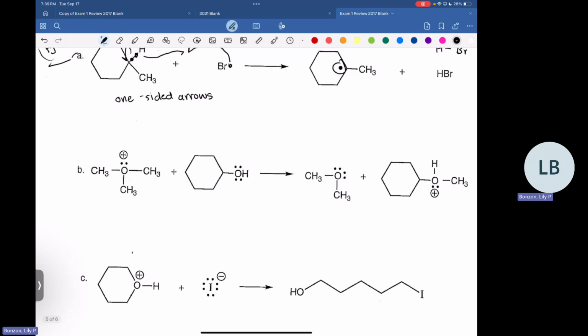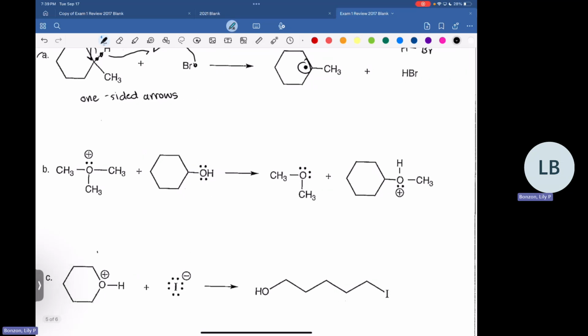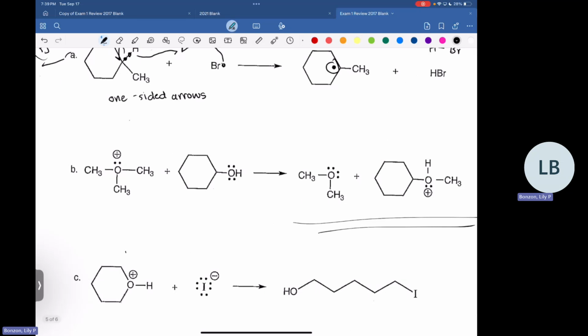Moving on to B, always make sure you're checking the products, because that can give you a hint if you're stuck on what to do. But try not to be too overwhelmed. Remember, always try to identify your nucleophiles. So in this one, we actually have 3 potential nucleophiles. They're all lone pairs on oxygens.